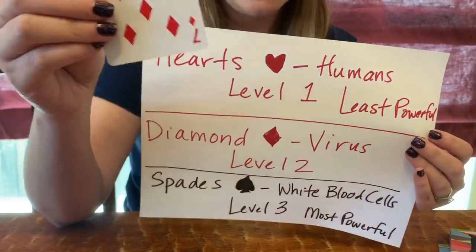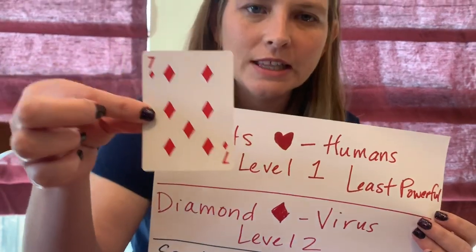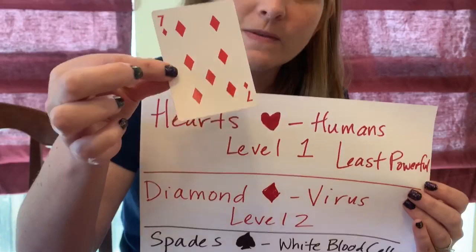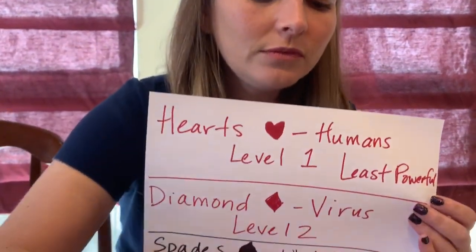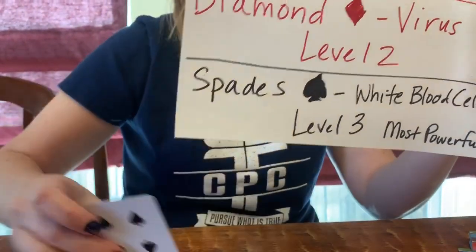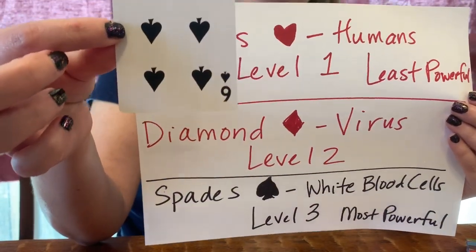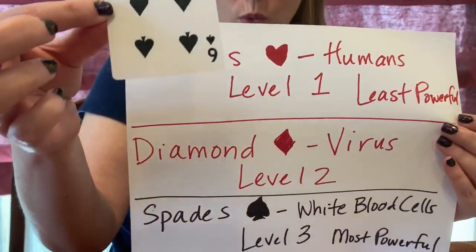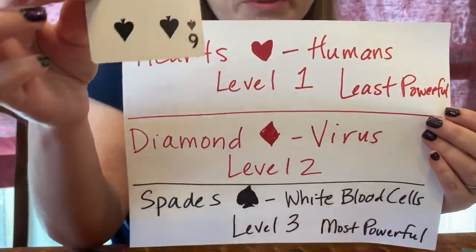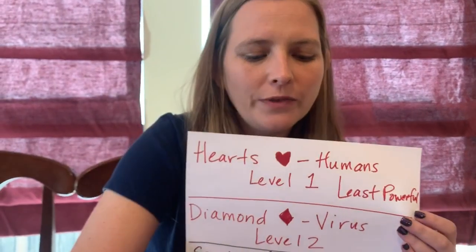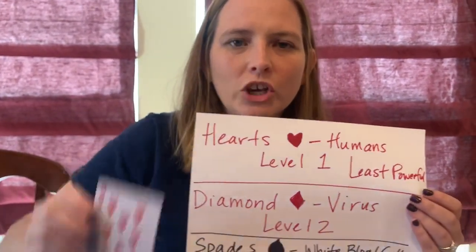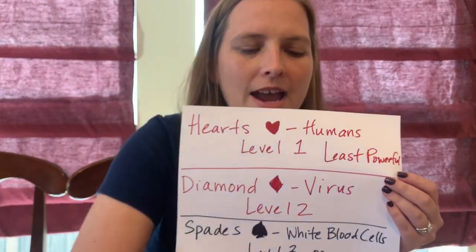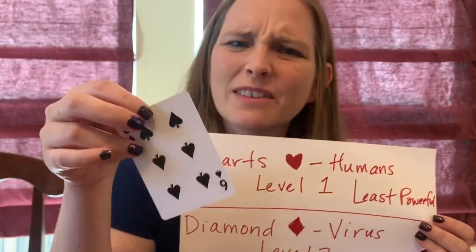Your diamonds represent the virus. They're like a mid-level, okay? Level 2. So these are your viruses, okay? And your spades, which to me look like shields, so I thought they would be the white blood cells. They're like the warriors, and they're the most powerful, okay? So what we find out in the human body, we have a human. They get infected with the virus, and the white blood cells come and they eat the virus.